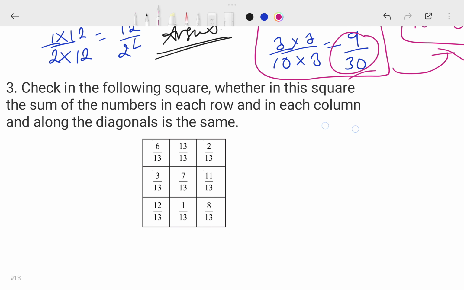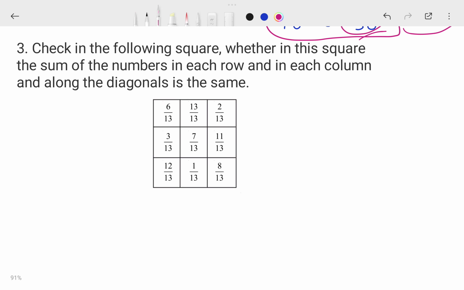Now this is our third question. Check the following square, whether in this square the sum of the numbers in each row and each column along with the diagonals is the same. Actually this is a magic box. We have to add this row, and if the addition is totally the same for this row and this row and this row, then it is a magic box. Then we have to see whether the diagonals are also the same or not.